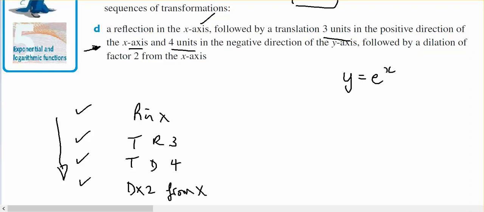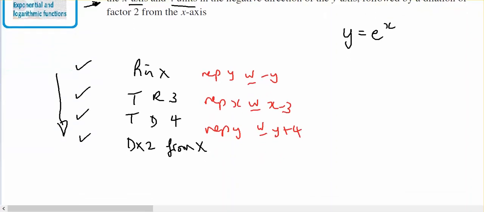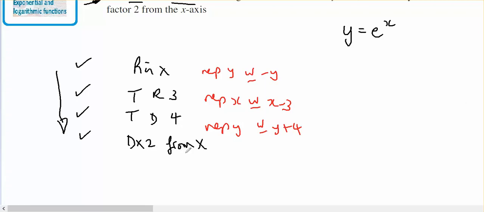Okay, my table tells me that if I reflect in the x-axis, I replace y with negative y. If I translate right 3 units, I replace x with x minus 3. Translate 4 units down, I replace y with y plus 4. And then if I dilate by a factor of 2 from the x-axis, I replace y with y on 2.